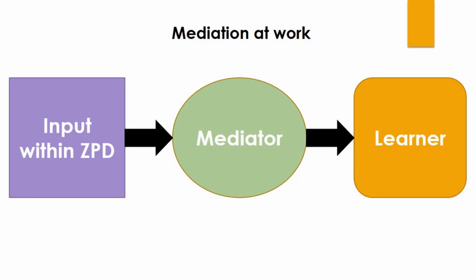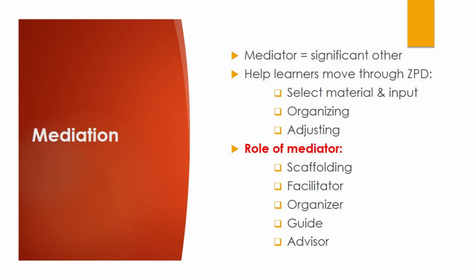The process in which teachers intervene between the input and the learner is called mediation. Mediation is the process used by significant others, be they teachers, parents, or more capable peers, in order to help a language learner move to the next zone of proximal development. The mediator helps the learner by selecting the learning material and adjusting the input to the current level of the learner's development, so that the learner will move to the next level.